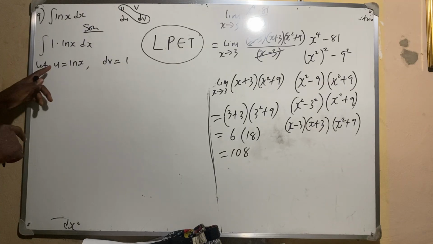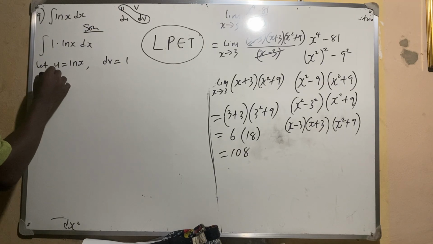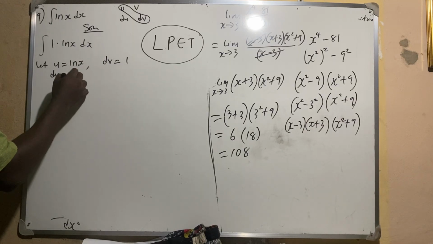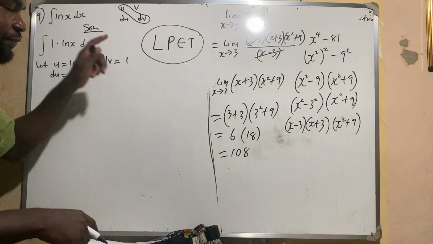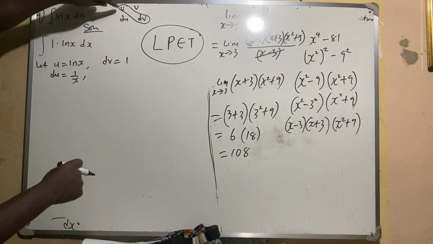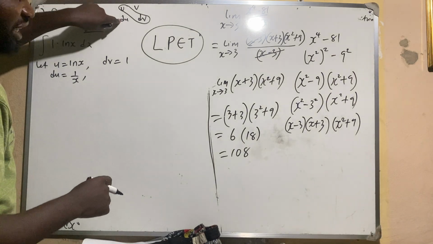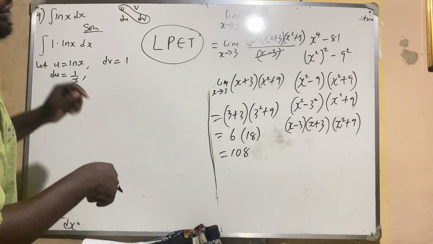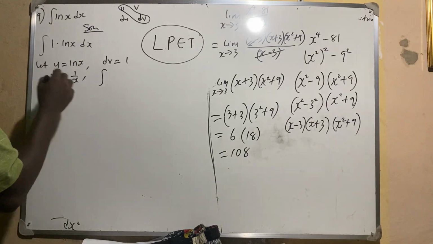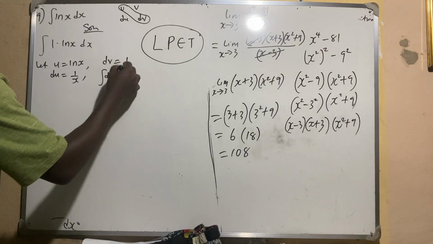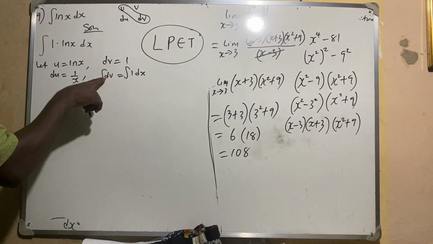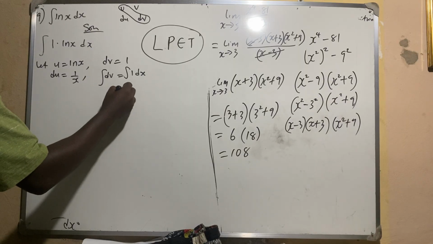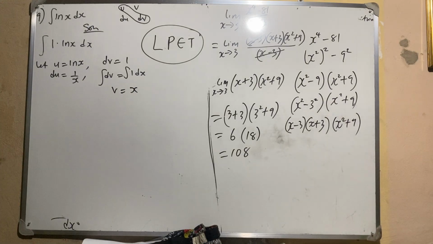To get these 2 means if you differentiate u, you get du. So differentiation of ln x is 1 over x. Now if you integrate dv, you get v. Listen, if you differentiate u, you get du. If you integrate dv, you get v. So we're integrating dv, that is the integral of 1 dx. So the integration of dv is just v, and integration of 1 is just x. I hope you know the integration of 1 is x. You can go back to my video on integration.